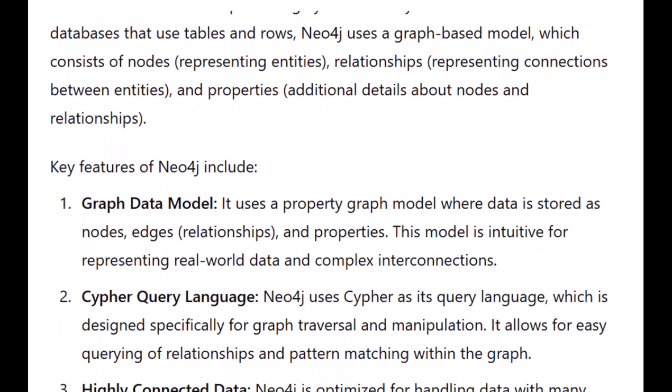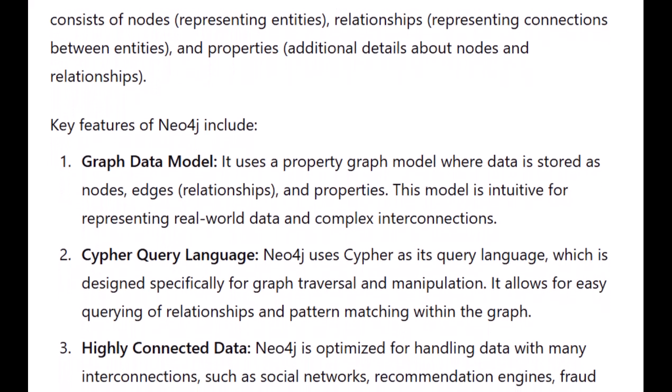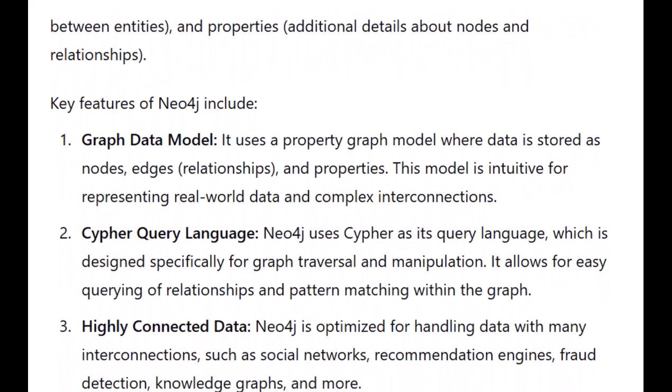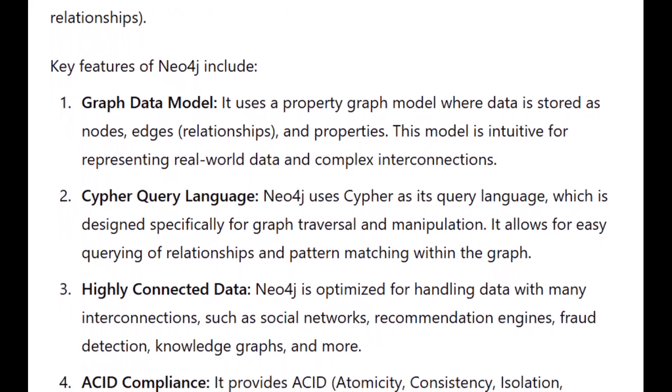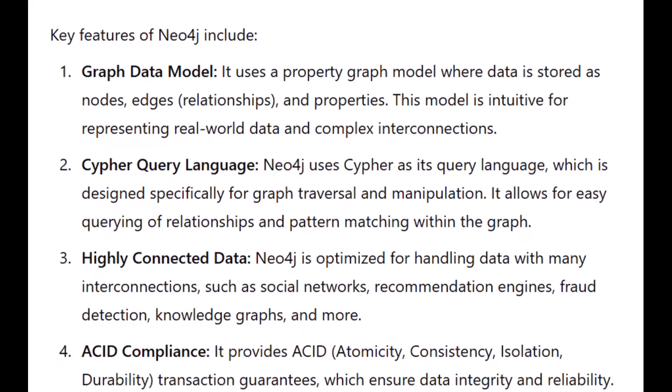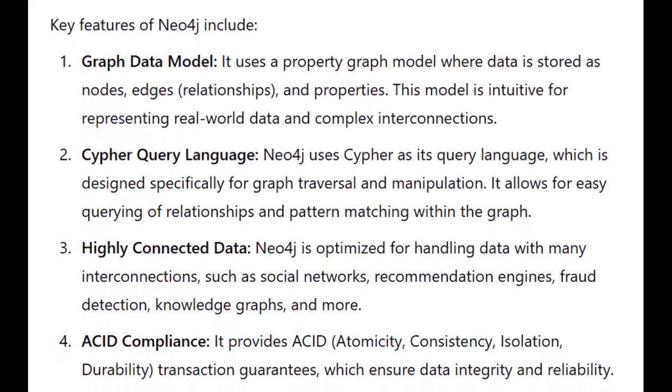Key features of Neo4j include: 1. Graph data model. It uses a property graph model, where data is stored as nodes, edges, relationships, and properties. This model is intuitive for representing real-world data and complex interconnections.